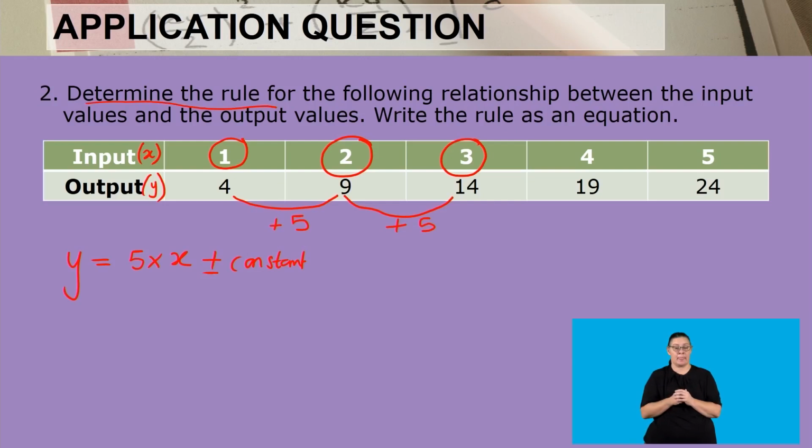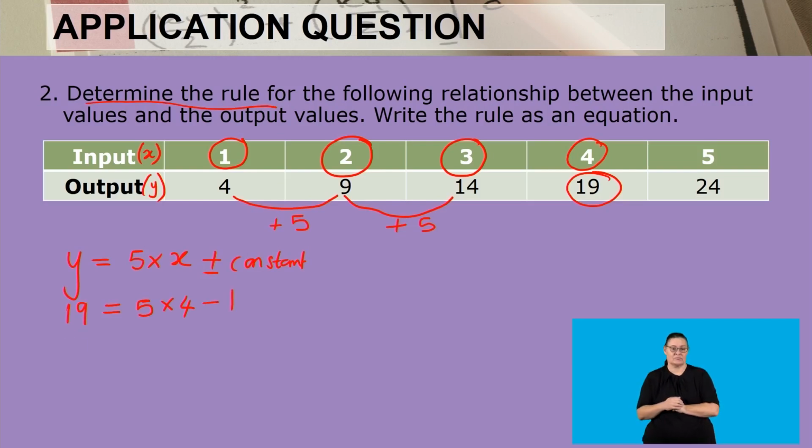So we are going to take the output value of 19. So if we use 19 and we say 5 multiplied by 4. Why are we using 4? Because for us to get 19 as an output value, we used 4 as an input value. So when we say 5 multiplied by 4, that gives us 20. Now how are we going to get to 19? Of course, we are going to subtract that 1.